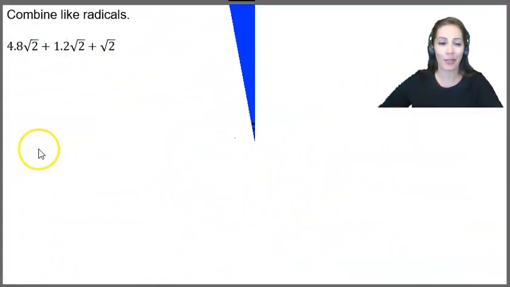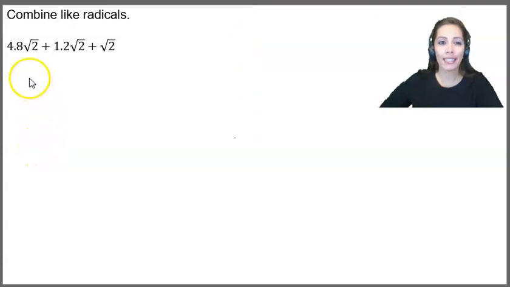Combine like radicals. We have 4.8 times the square root of 2 plus 1.2 times the square root of 2 plus the square root of 2. Now, how do I combine like radicals, especially when I am adding them?